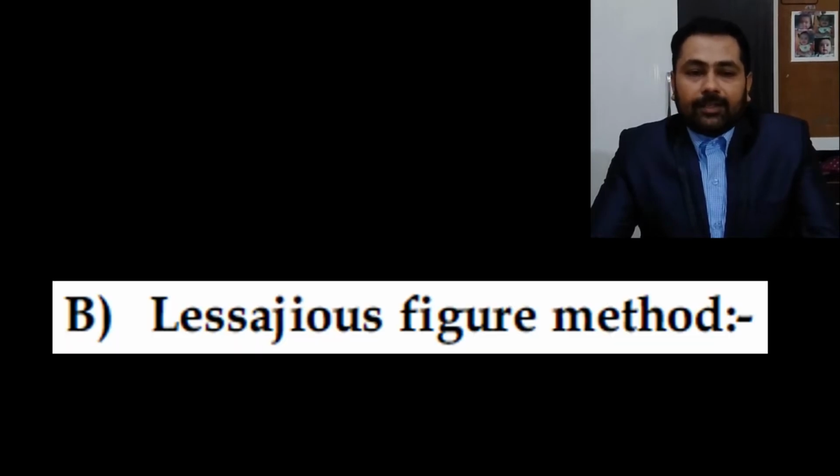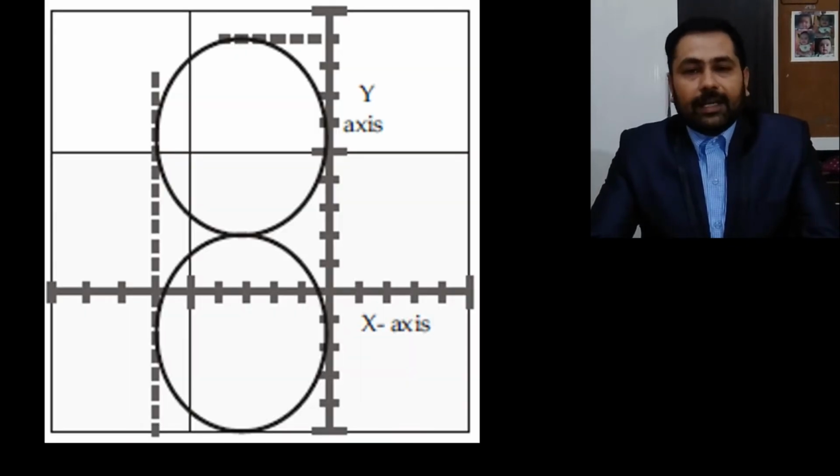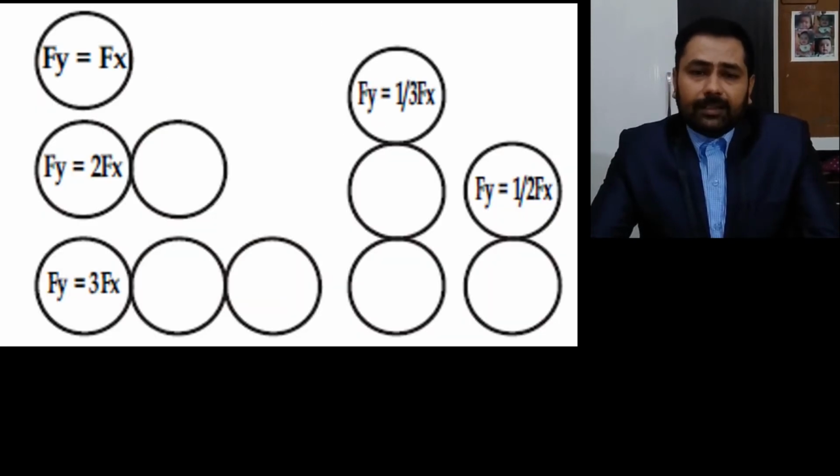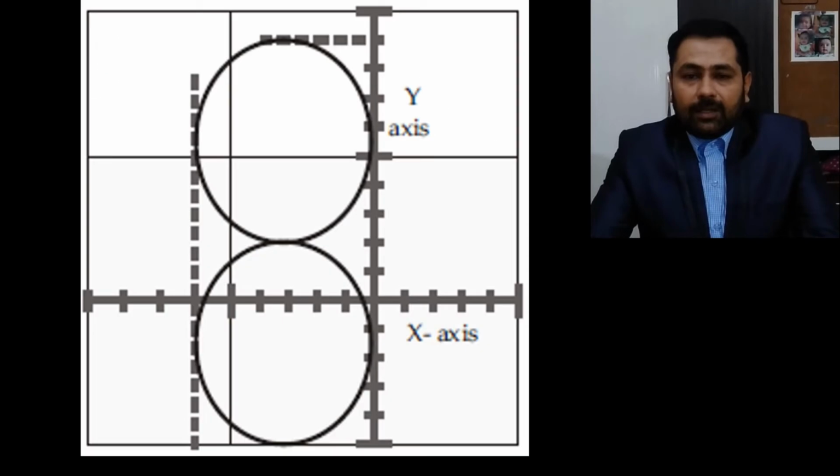Second method is the Lissajous method. In the Lissajous method, we have to apply a Y signal as well as an X signal. The Y signal is connected to the unknown signal whose frequency is to be measured, and a known signal from the function generator is applied to the X input as the horizontal signal. On the CRT screen, we can observe some Lissajous patterns. See, the circle is shown here.